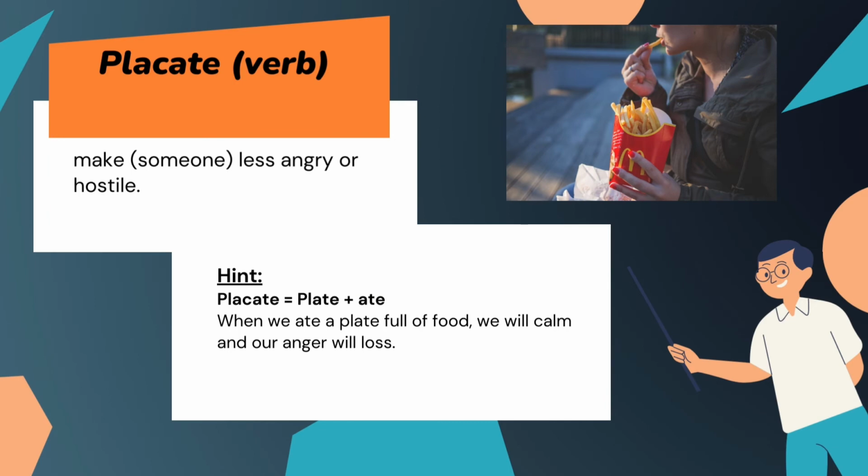Our next word is placate. Placate is basically a verb. It means to make someone less angry or less hostile, to calm anybody, to lessen their temper. To memorize this word, we can make a hint like placate, plate, ate. When we eat a plate full of food, we will calm down and our anger will be lost because our appetite will be satisfied. Automatically our temper will be lost and we will be calm.